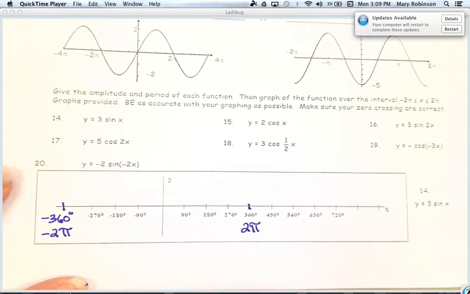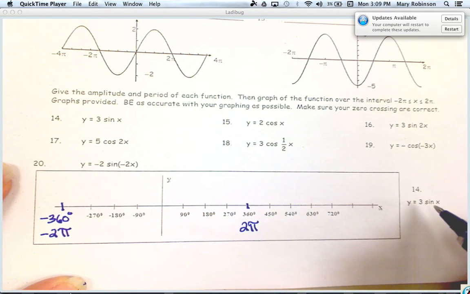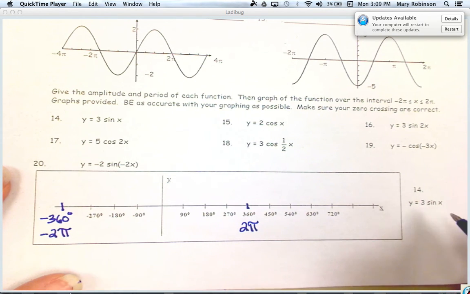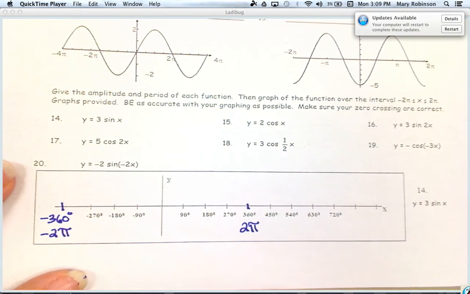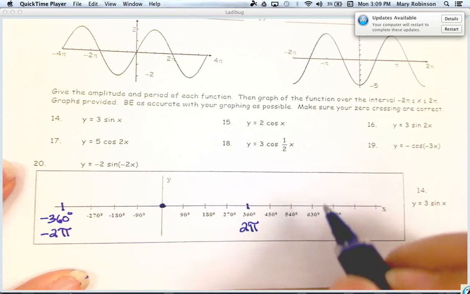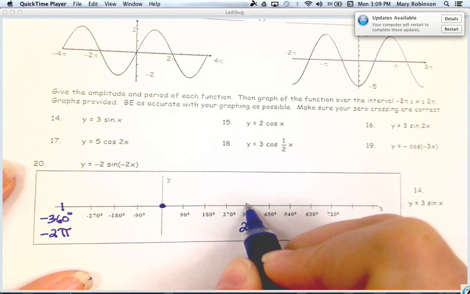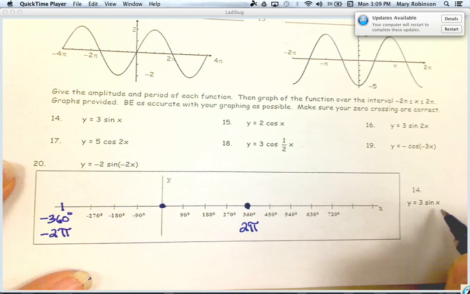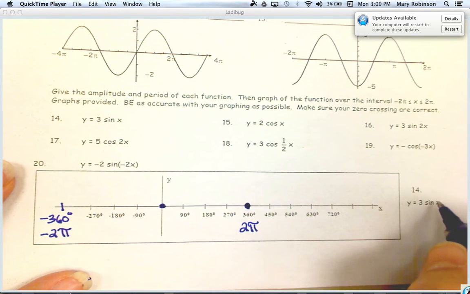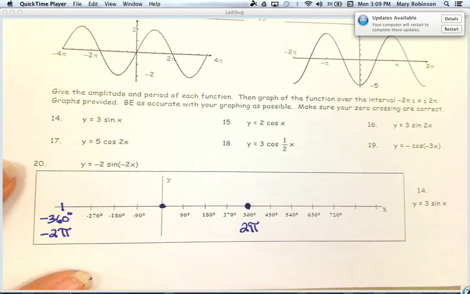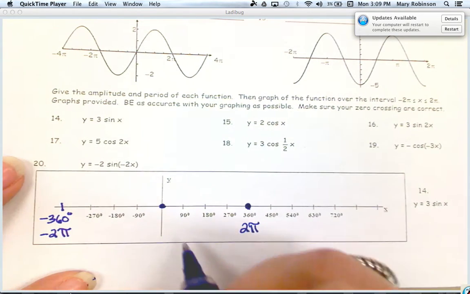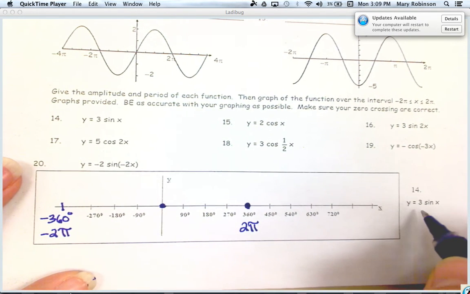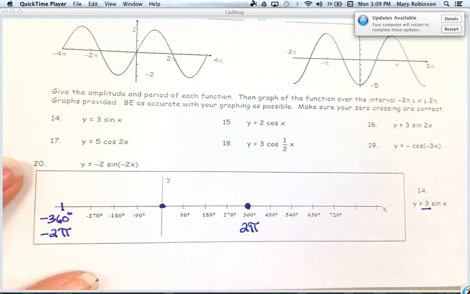So for number 14, and these graphs correlate, if you look to the right here, it says 14, you're supposed to graph y equals 3 sine x. So if we want to graph the sine function, we should know we start at the origin here and end here at 2 pi. Unless there's a number that changes the frequency or the period, then it's a period of 2 pi. Remember that for the sine function, your max and min, you've got to look at your amplitude.